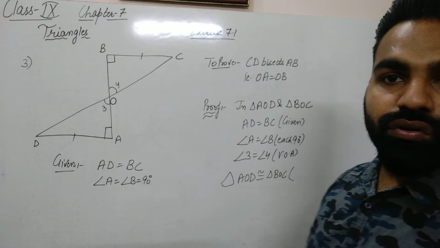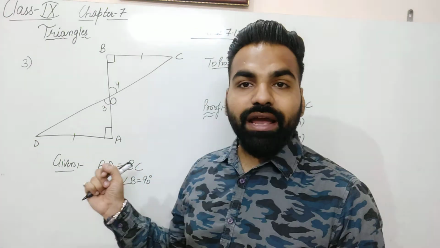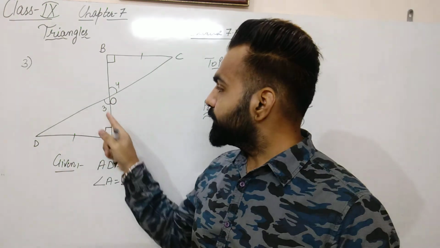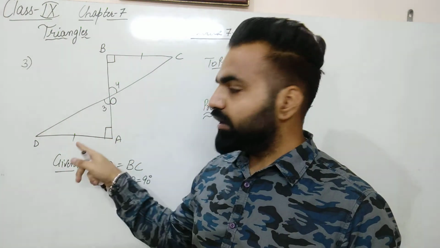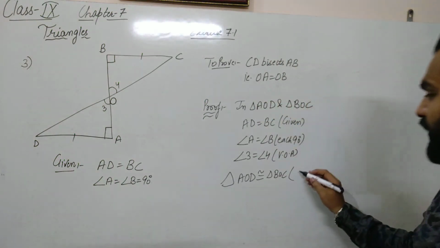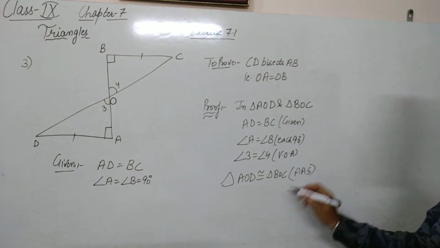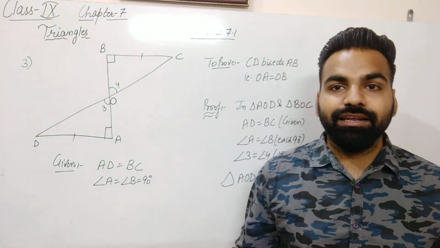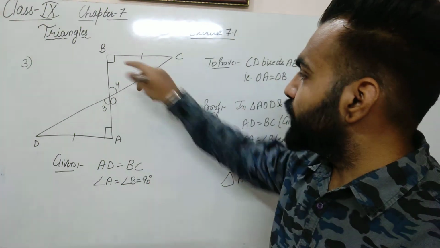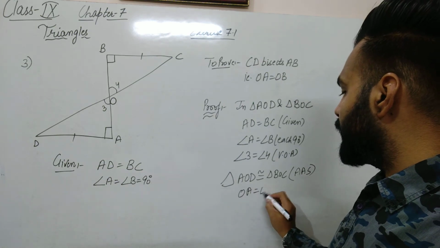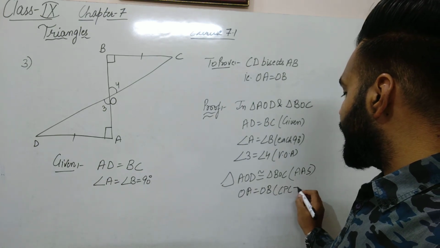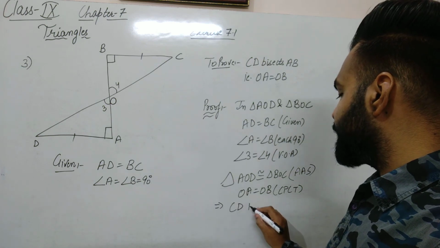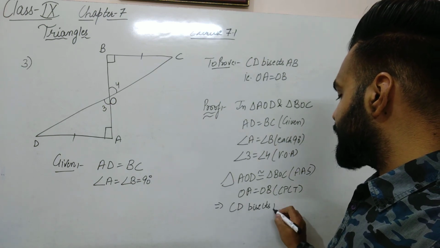So we will write triangle AOD congruent triangle BOC. Now look for the rule. Which rule is applied here? Two angles and one side, and this side is not the included side. This is angle, and this is side. So the rule will be AAS. And now the triangles are congruent, we can equate the remaining parts of both the triangles. So OA will be equal to OB by the rule CPCT, or we can write that CD bisects AB.